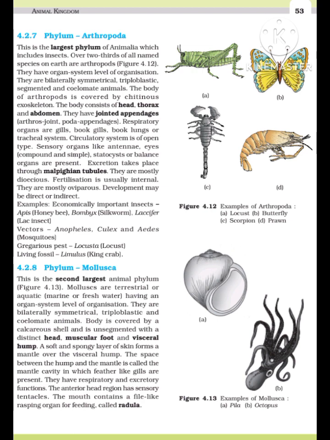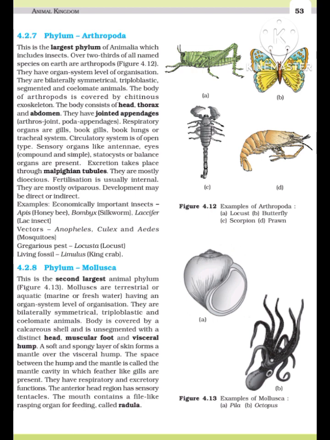Phylum Mollusca. This is the second largest animal phylum. Figure 4.13. Mollusks are terrestrial or aquatic, marine or freshwater, having an organ system level of organization. They are bilaterally symmetrical, triploblastic, and coelomate animals. Body is covered by a calcareous shell and is unsegmented with a distinct head, muscular foot, and visceral hump. A soft and spongy layer of skin forms a mantle over the visceral hump. The space between the hump and the mantle is called the mantle cavity, in which feather-like gills are present.